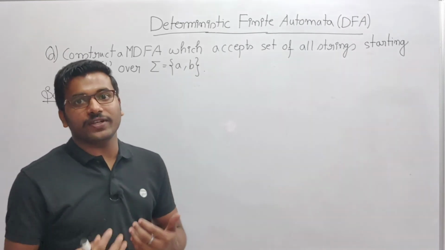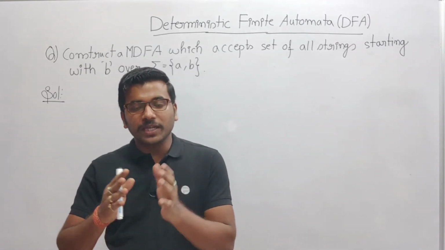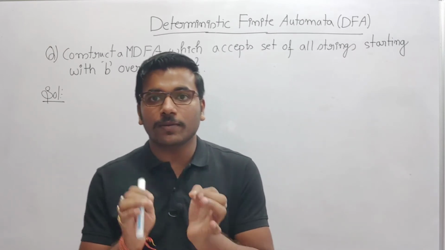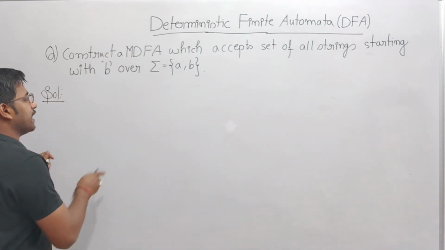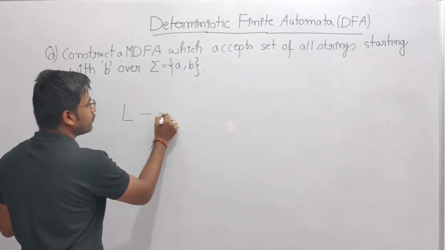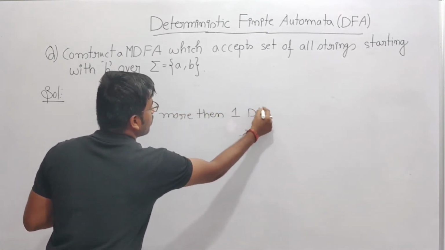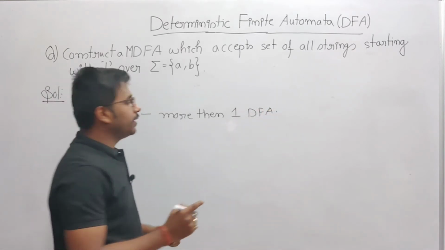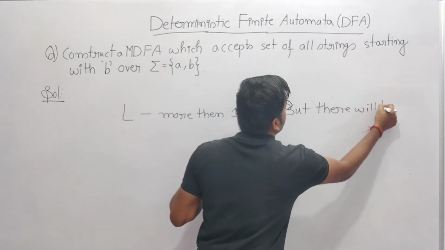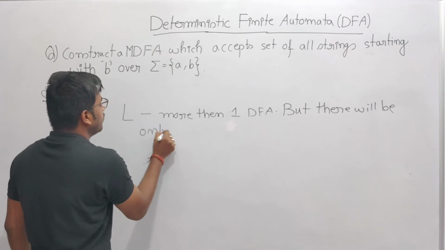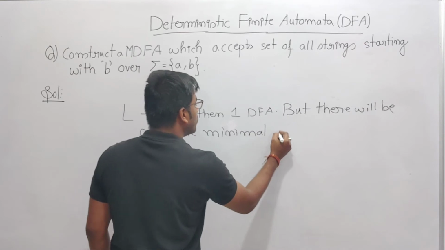What is the main difference between DFA and minimal DFA? From the name only you can say that the minimal DFA is going to contain the minimum number of states. For a language you can have more than one DFA. You can construct more than one DFA. But there will be only one minimal DFA. So for a language there is going to be only one minimal DFA.